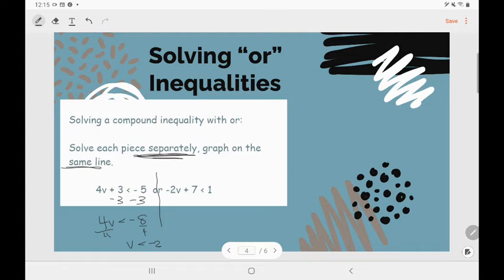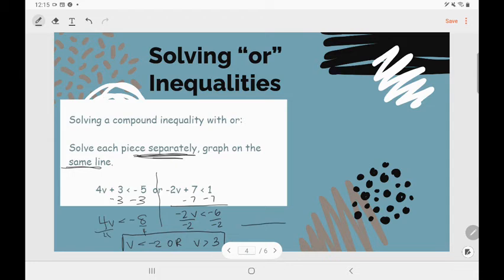Let's go ahead and solve the second. I'm going to subtract 7 from both sides. I end up with negative 2v is less than negative 6. Now remember that special rule: when I divide by a negative, I flip my sign, and it says v is greater than 3. Now don't forget to include the word "or" so that I know what type of inequality this is.